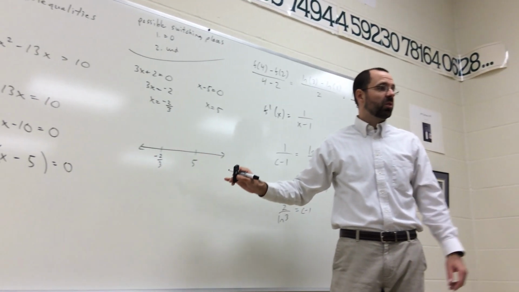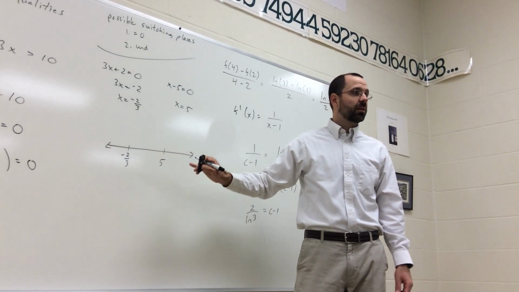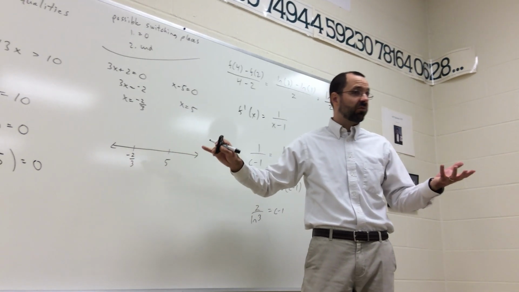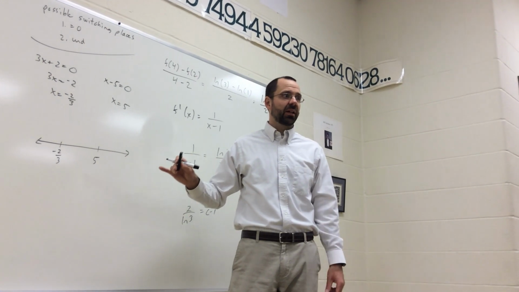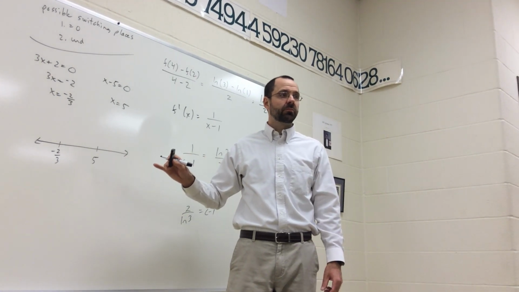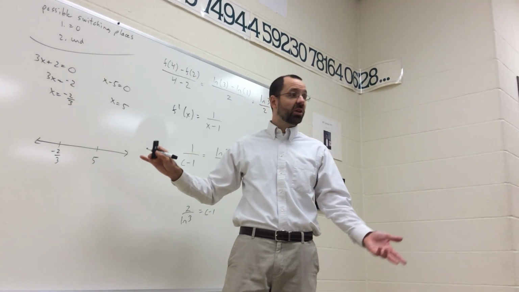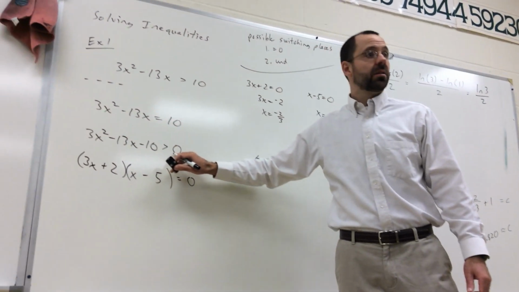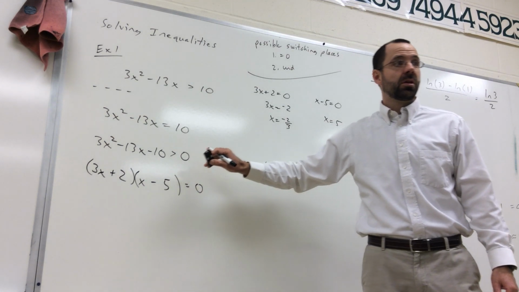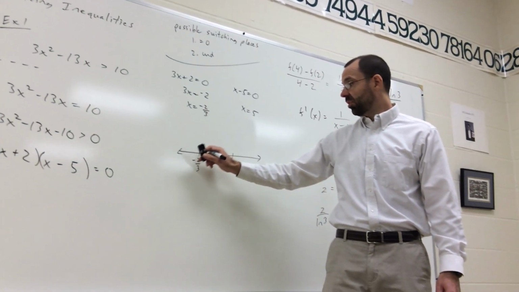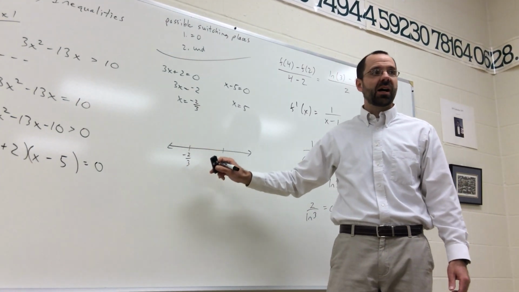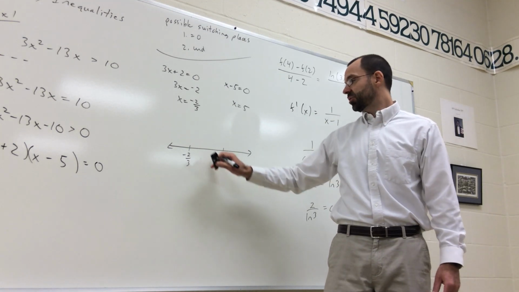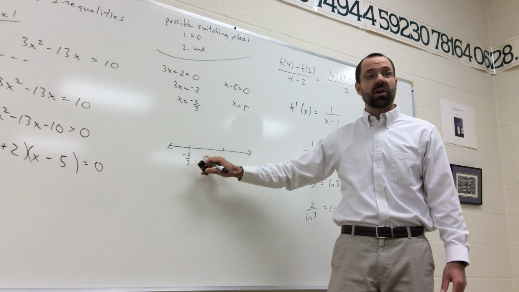So to keep our thoughts organized, we're going to mark those on a number line. Those are the places where this function might switch from being positive to being negative. Okay, so really what I care about is when this is bigger than 0, right? So I'm going to test a number in between negative 2/3 and 5 and see what happens with that number. A really easy one to test is 0.